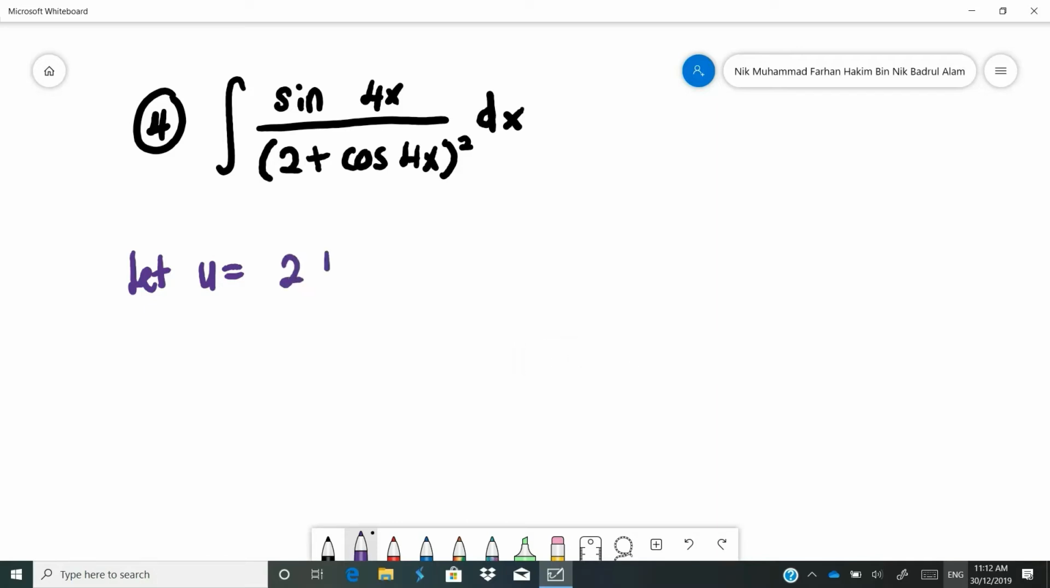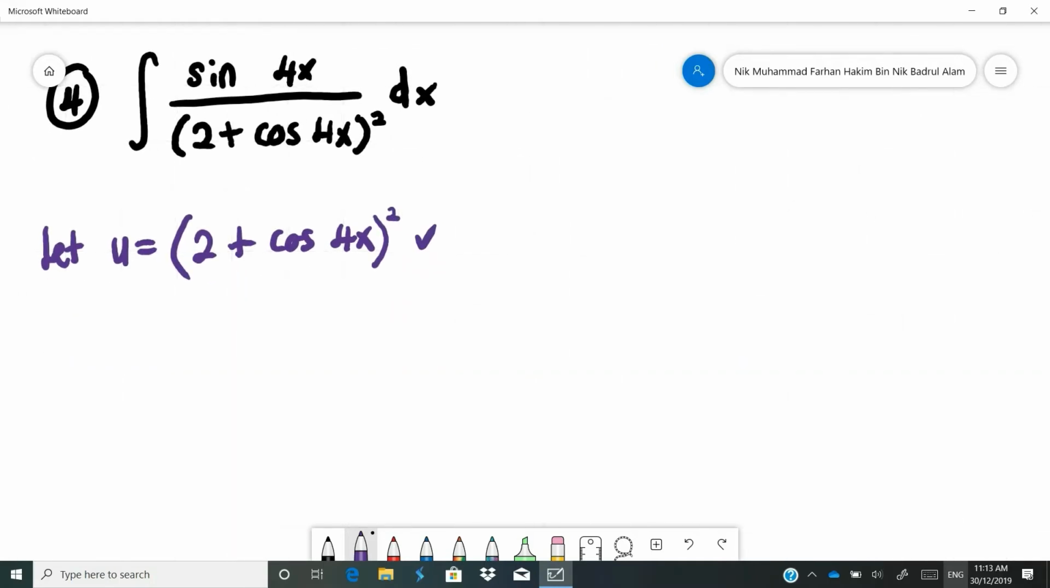Is it 2 plus cos 4x? Or is it cos 4x only? Or is it the whole thing in the bracket? Alright, if you choose this one, then you try to differentiate and it will be very complicated because this will use the bracket technique.